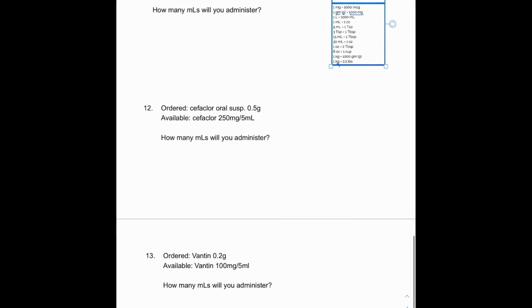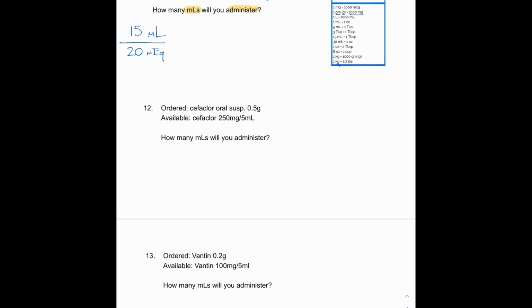Number 11, same thing, using a suspension here. So we've got ordered is potassium, 40 milliequivalents. What's available is potassium, 20 milliequivalents per 15 mils. How many mils will you administer? So we're looking for mils. That's what our answer is going to be. We're going to start there. And in our problem, we see for every 15 mils is 20 milliequivalents. So for every 15 mils, there's 20 milliequivalents.